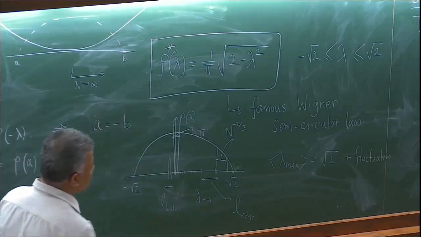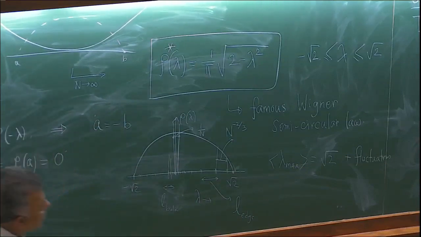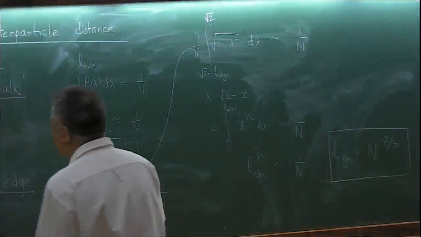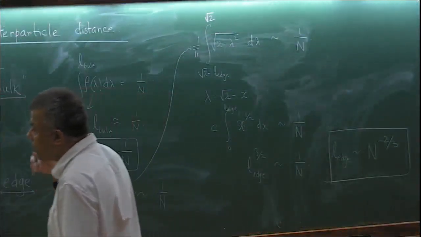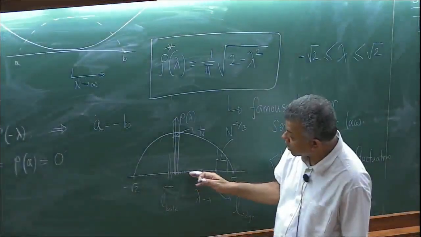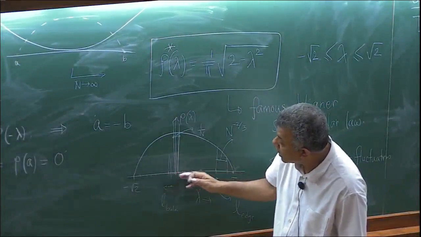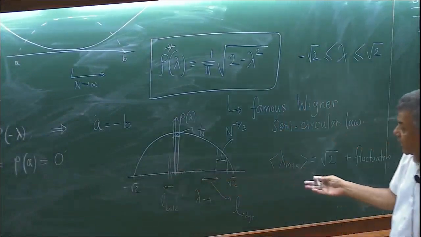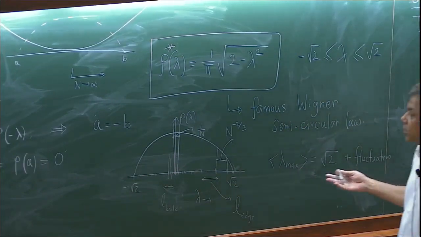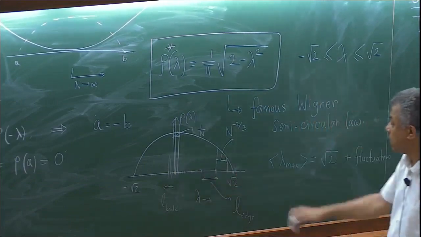So it already tells you that there is a scale which is very different at the edge than in the bulk. In all the activities of random matrix theory, people try to understand the properties of correlation functions, spacing distributions, etc., in the bulk as well as at the edge. And because the fundamental length scales are different, you would expect the properties of these eigenvalues to be very different in the bulk than at the edge.